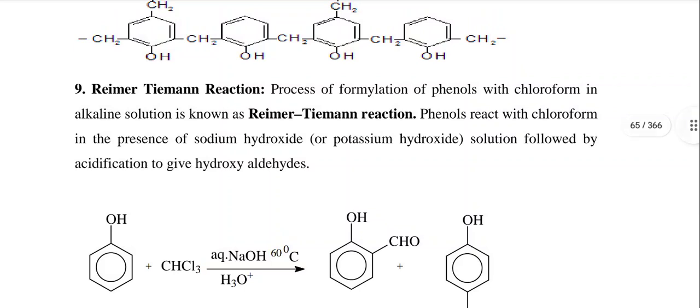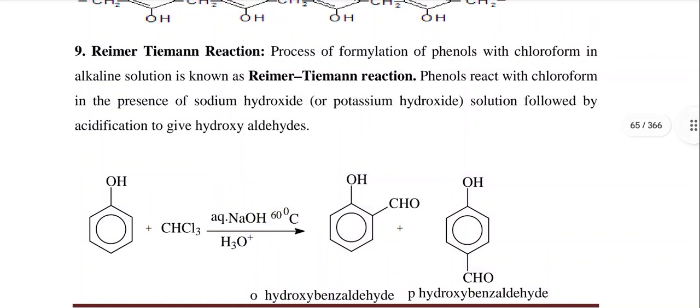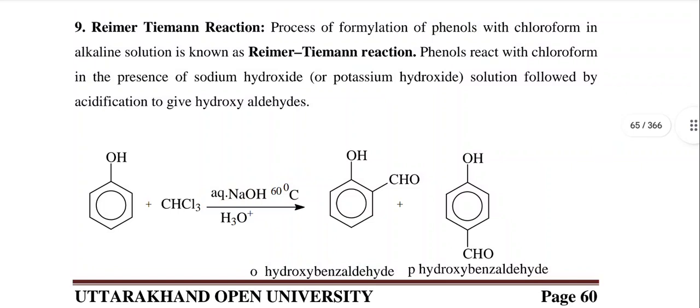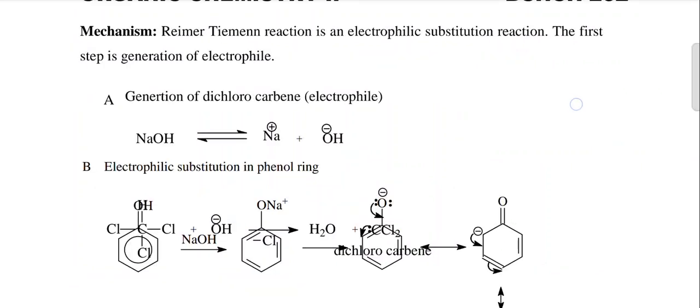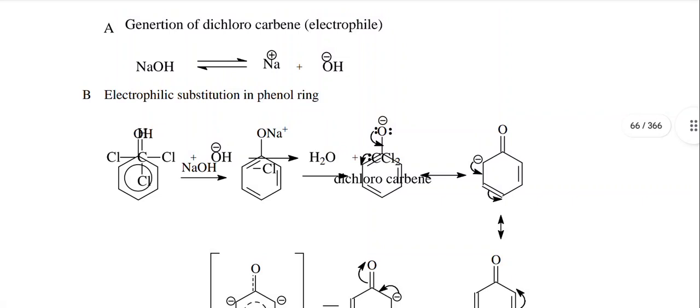Reimer-Tiemann reaction. The process of formylation of phenols with chloroform in alkaline solution is called the Reimer-Tiemann reaction. Phenol reacts with chloroform in the presence of sodium hydroxide or potassium hydroxide solution, followed by acidification, to give hydroxyaldehydes. Mechanism. The Reimer-Tiemann reaction is an electrophilic substitution reaction. The first step is generation of the electrophile, dichlorocarbene, followed by electrophilic substitution in the phenol ring.